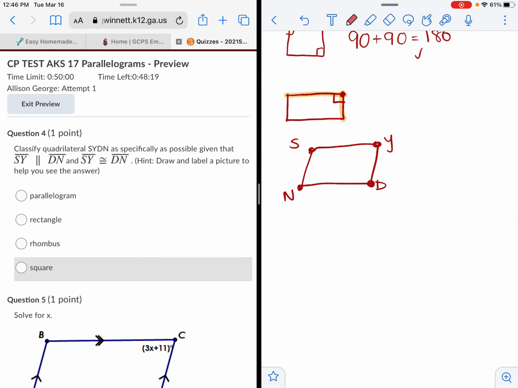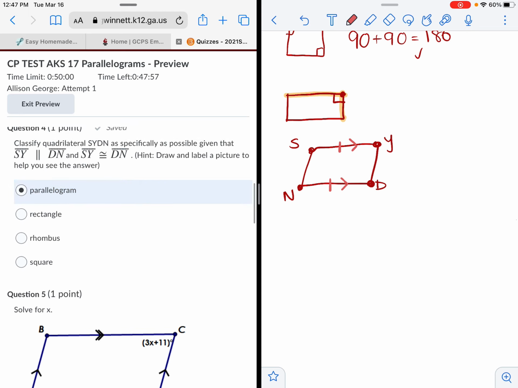Now, let's label the information we're given. We're given that SY is parallel to DN, and that SY is congruent to DN. So what we know is that opposite sides are parallel and are congruent. And therefore, we know that this must be a parallelogram.